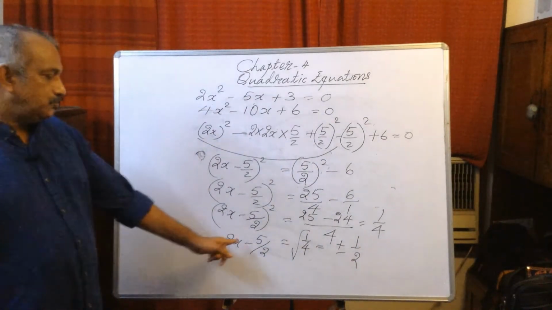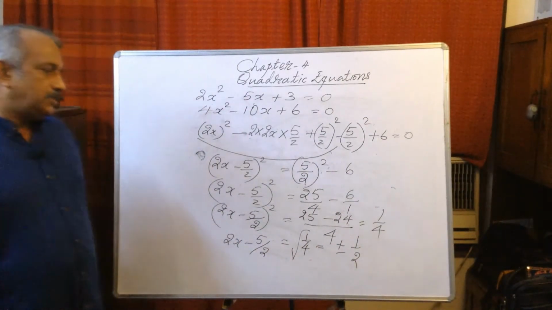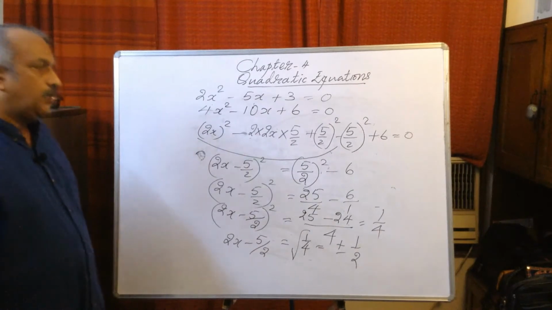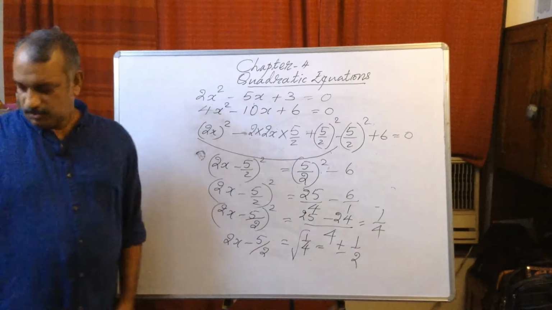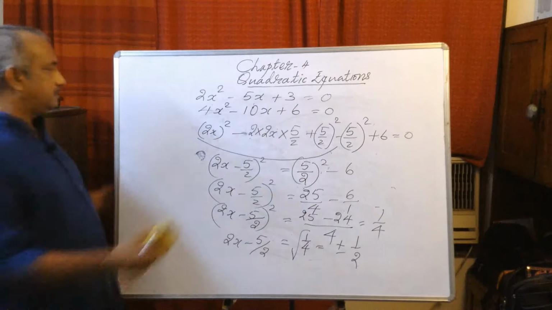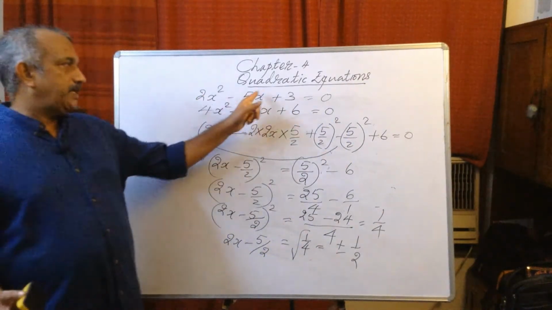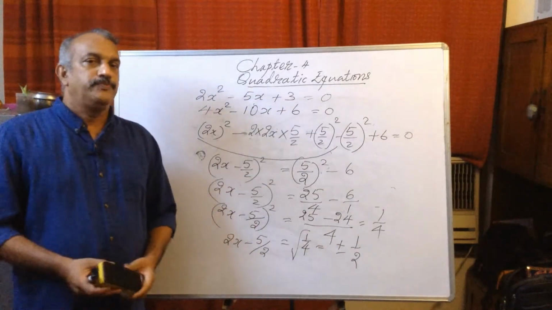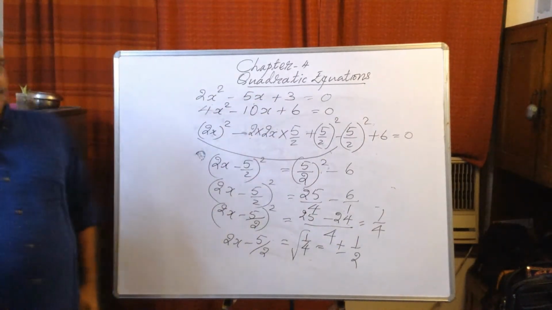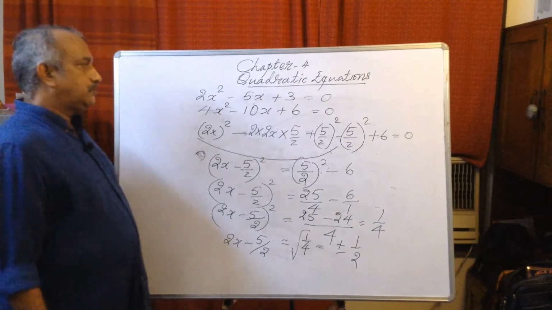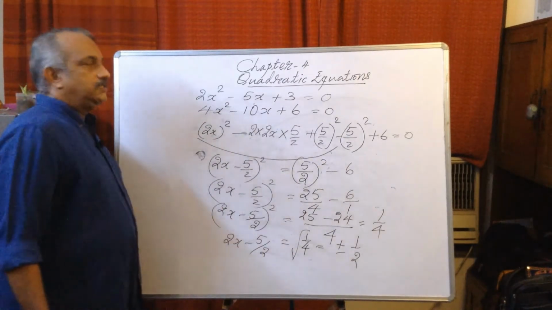So we get 2x minus 5 by 2 is equal to plus or minus 1 upon 2. Now we have to solve only, then we'll get the answer. See once again, till here: 2x square minus 5x plus 3 is equal to 0. This quadratic equation is given and you are asked to solve it by completing the squares.